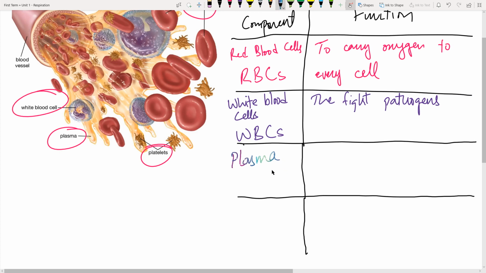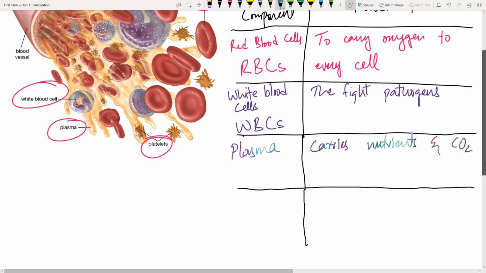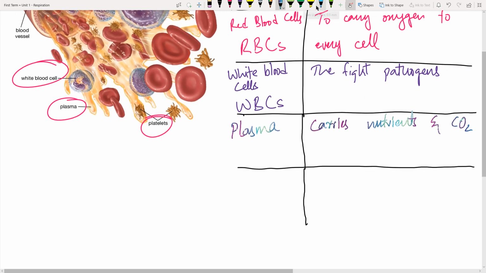Please don't mind the sparkly pen, because I need to make my selection later on. So plasma carries nutrients and CO2, right. And finally we have the platelets, which is not discussed in your book, but I'm going to discuss that. Platelets.